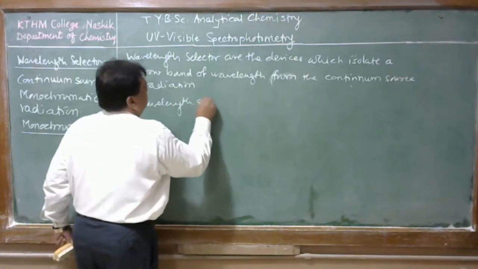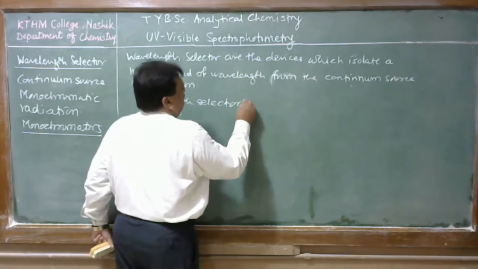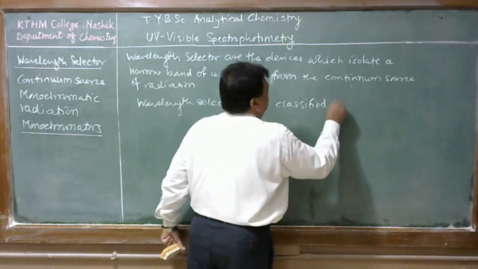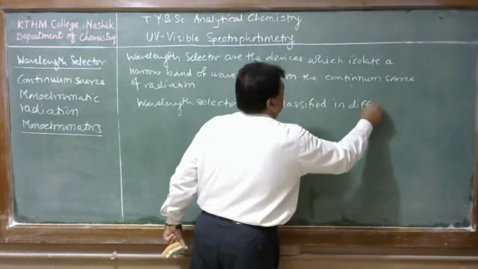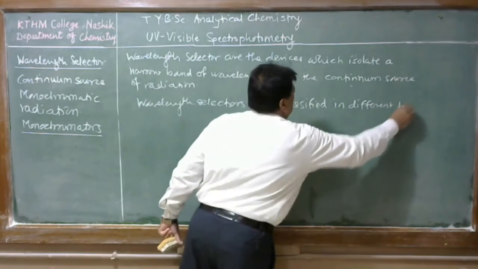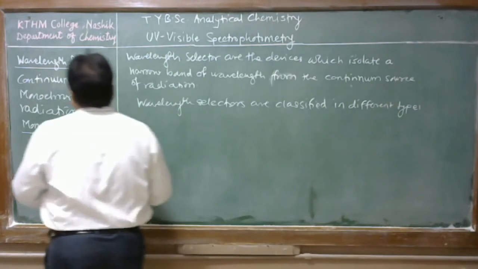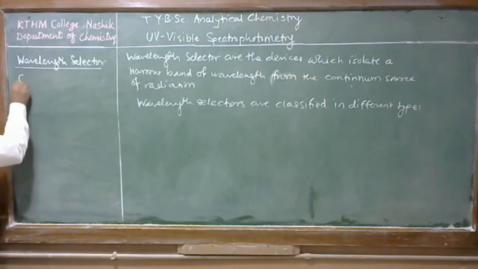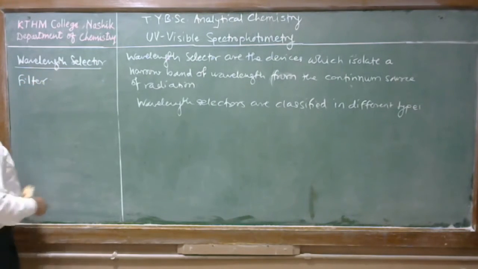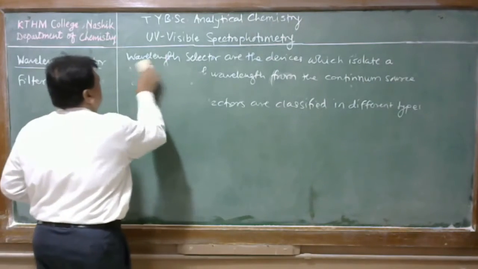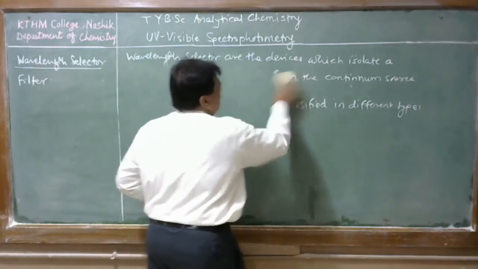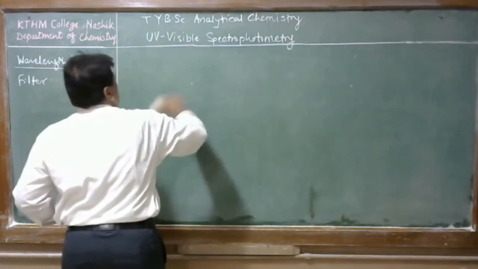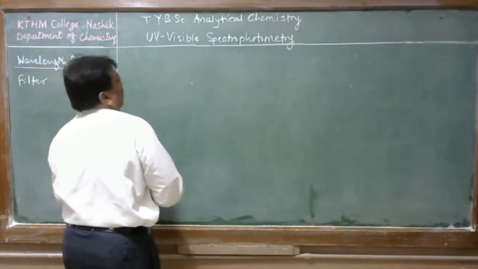Wavelength selectors are classified in different types. And the first type of wavelength selector is called filters. These are the wavelength selectors which isolate a specific band of electromagnetic radiation while other radiations are cut off.